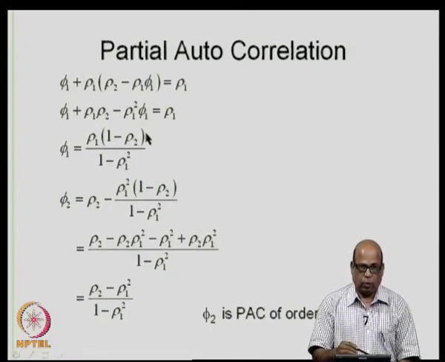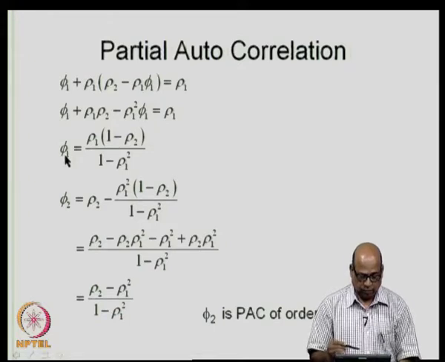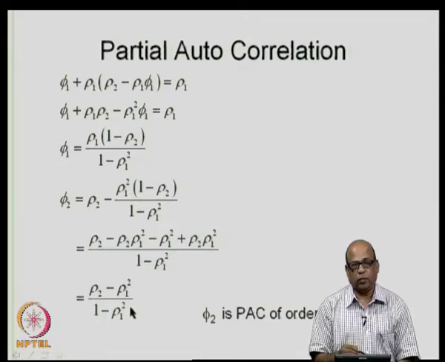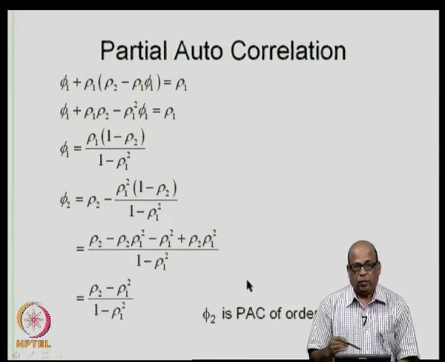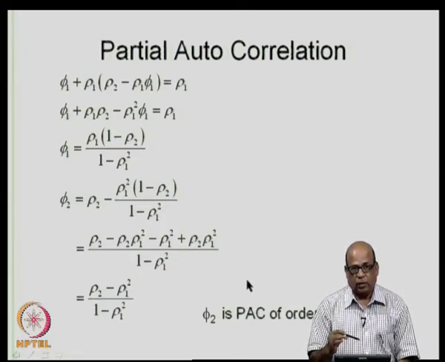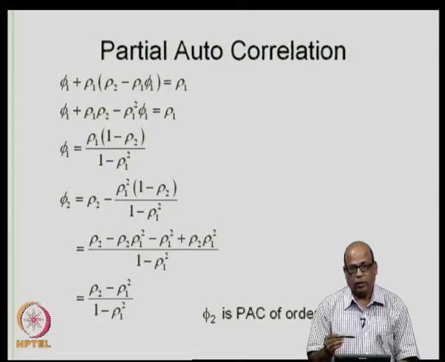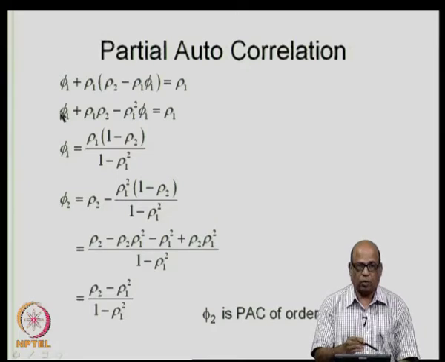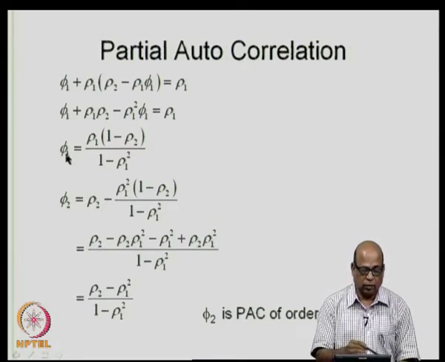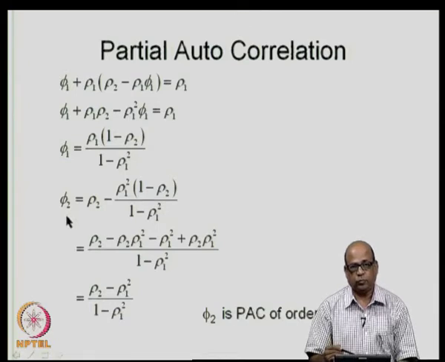Rho 1 and rho 2 are known from the data. So, straight away you get phi 1. Similarly, you will get phi 2 as rho 2 minus rho 1 square by 1 minus rho 1 square. This is a simple algebraic simplification. I repeat again, when you solve the second order Yule-Walker equation, which you are doing now, to get phi 1 and phi 2, the phi 2 that you get is the partial autocorrelation of order 2.